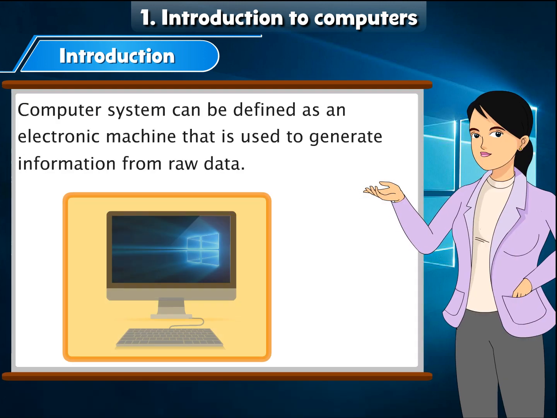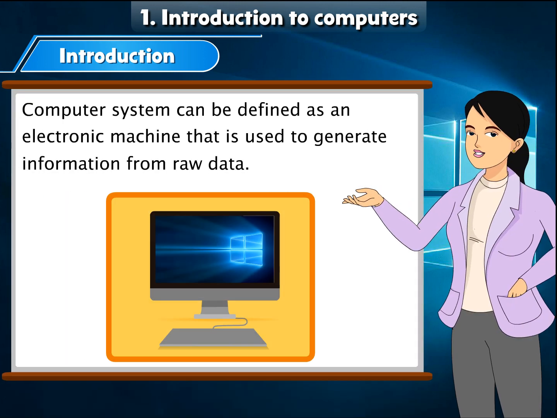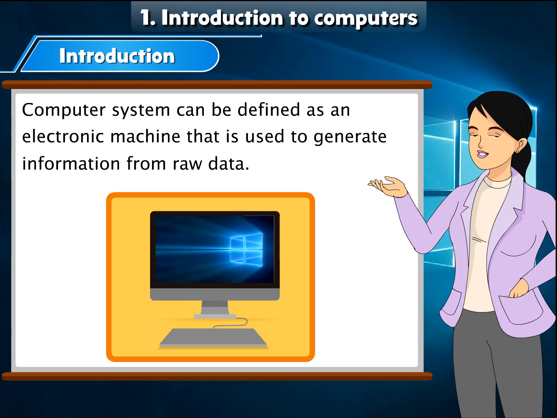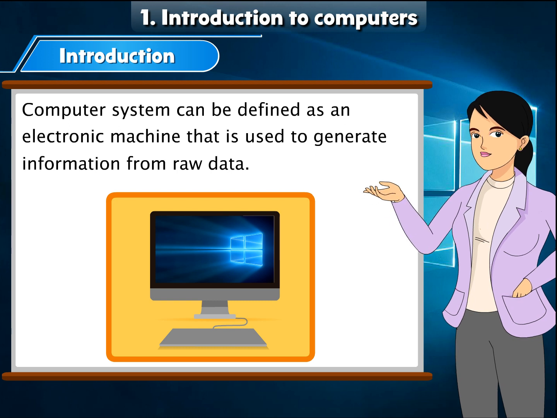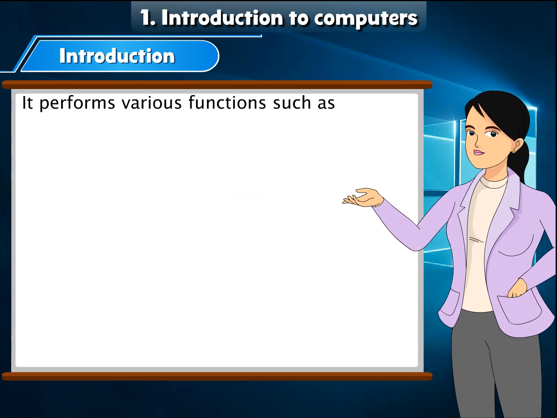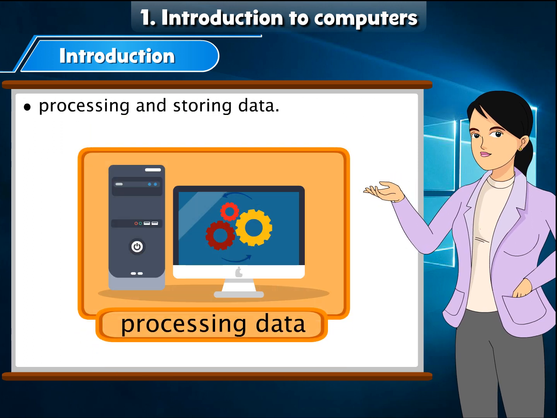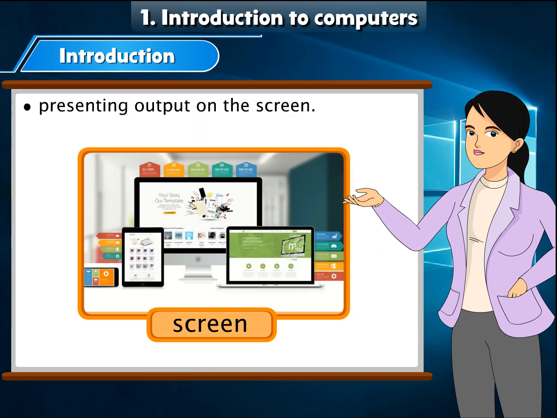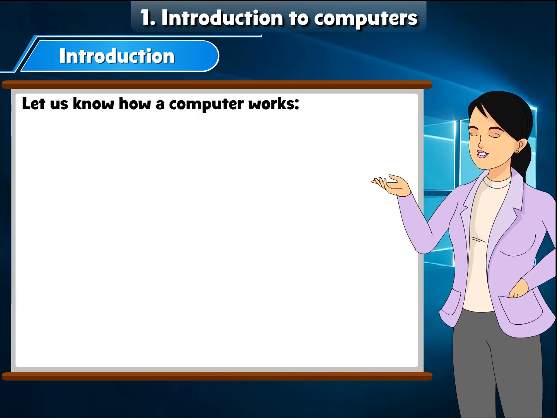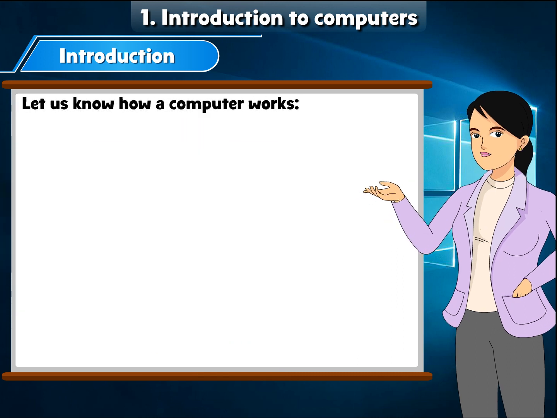Introduction. A computer system can be defined as an electronic machine that is used to generate information from raw data. It performs various functions such as entering data, processing and storing data, and presenting output on the screen. Let us know how a computer works.